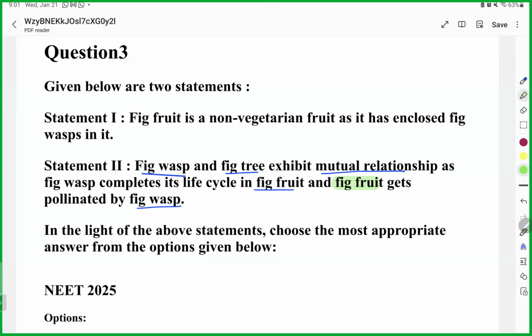This word is extremely important. Fig fruit is pollinated by fig wasp? No, fruit is never pollinated by fig wasp. Flower is pollinated by the fig wasp. Understood, guys? Yes, sir.